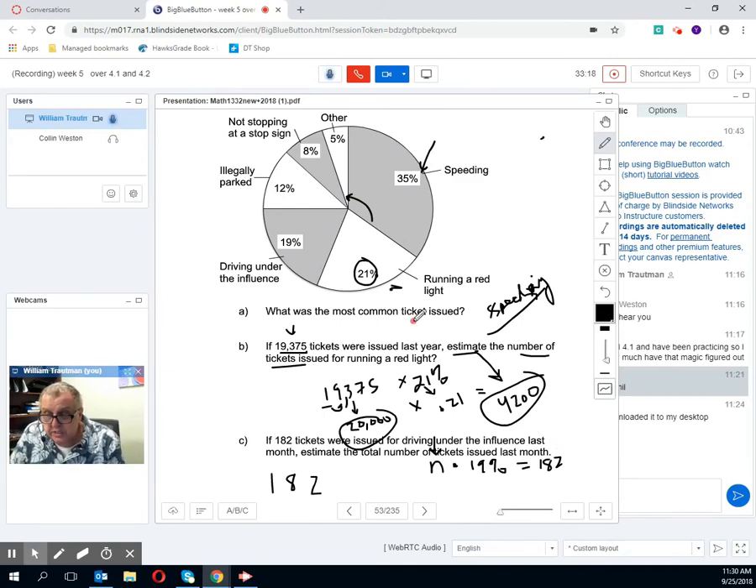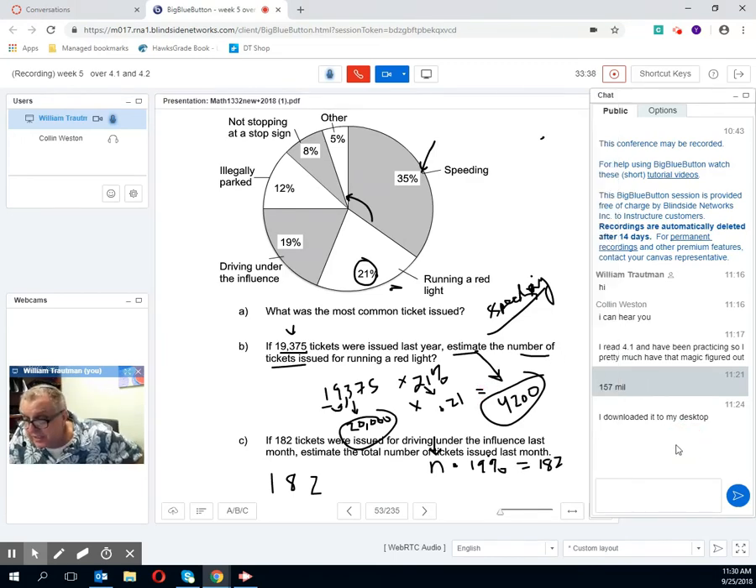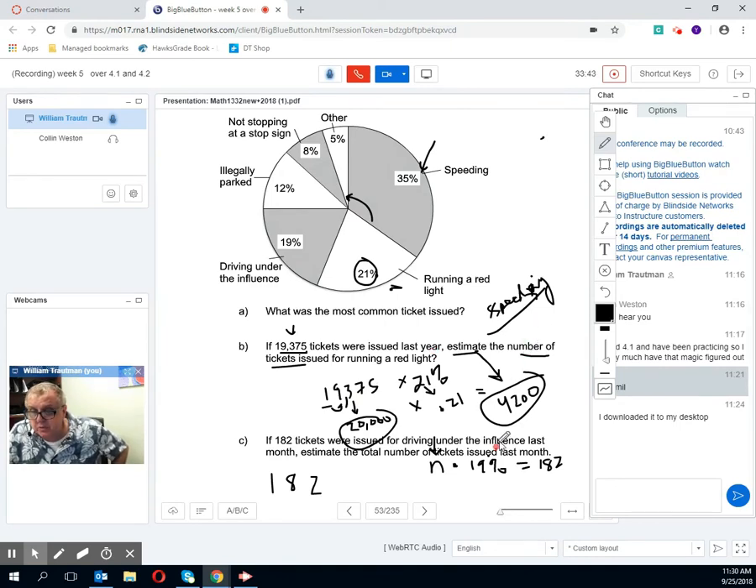If 182 tickets were issued for driving under influence last month, estimate the total number of tickets issued last month. Well, we have to divide both sides by 19%. Now, I'm not sure if they want me to round first or round second. I'm kind of confused on this. I wish they would be more specific on when they want us to round. I'm going to find the exact answer. You've got to get the 19 to the other side solving for x.